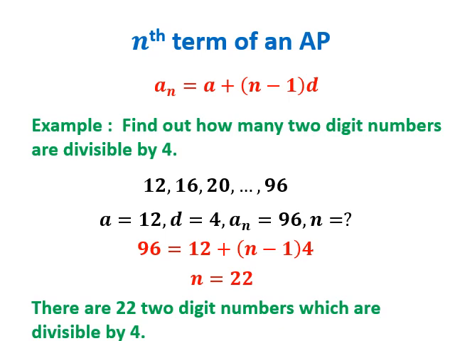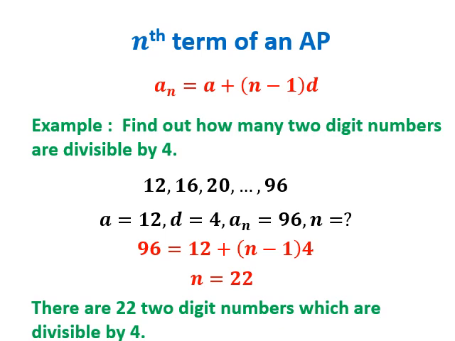Friends, let us now find the nth term of an AP. By nth term of an AP we mean, suppose we have a few terms in the series like first, second, third. So we want to generalize a formula for what will be the nth term for such an AP.